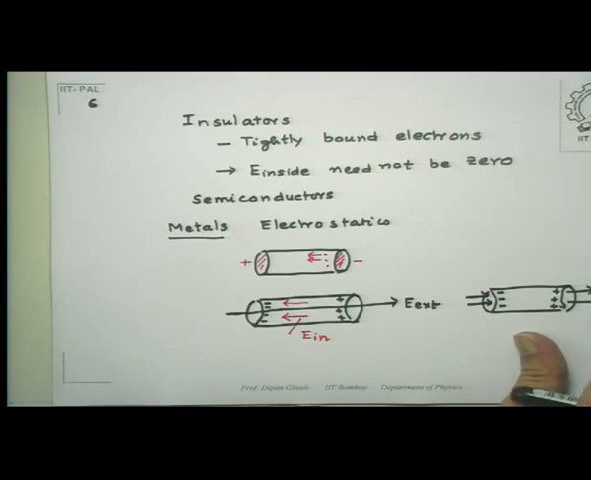Now, suppose I do something more. I have a method of removing these electrons which come here fast enough. So basically what I am creating is a pump. Let me go back to the same picture again, but create a dynamic condition.